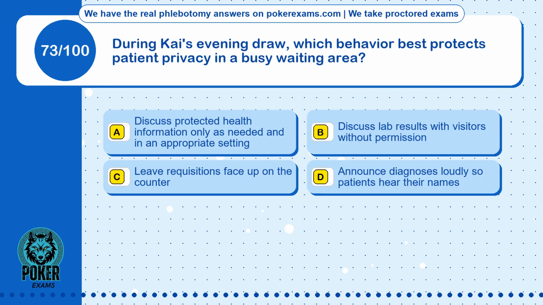Question 73. During Kai's evening draw, which behavior best protects patient privacy in a busy waiting area? Option A, discuss protected health information only as needed and in an appropriate setting. Option B, discuss lab results with visitors without permission. Option C, leave requisitions face up on the counter. Option D, announce diagnoses loudly so patients hear their names.